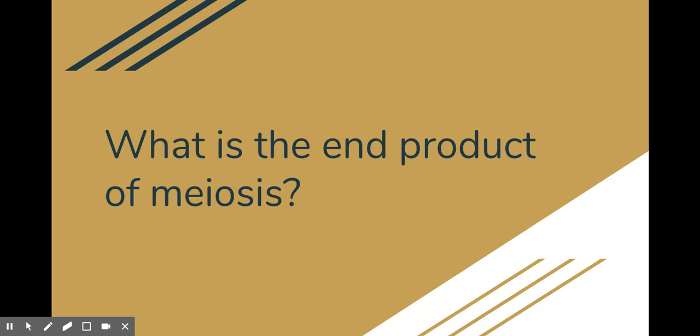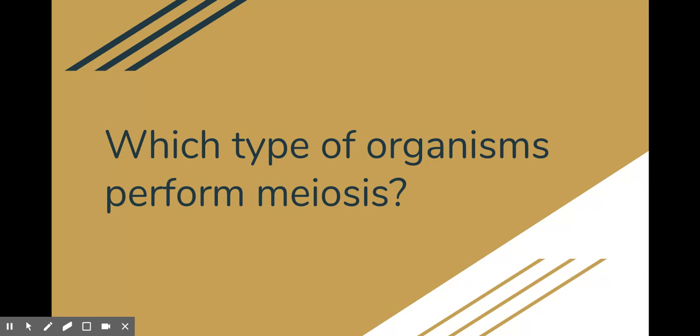Quick review. So first question, what is the end product of meiosis? Good. So unlike mitosis, which makes 2 diploid cells, meiosis makes 4 haploid cells. Which type of organisms perform meiosis? Good. So that is only sexually reproducing eukaryotes. Asexually reproducing eukaryotes will just use mitosis to reproduce. Meiosis, where you create sperm and egg, you only need to do if you are going to perform sexual reproduction. Remember, bacteria only do binary fission, so they are never doing mitosis or meiosis.